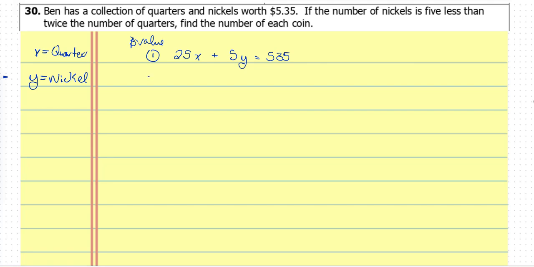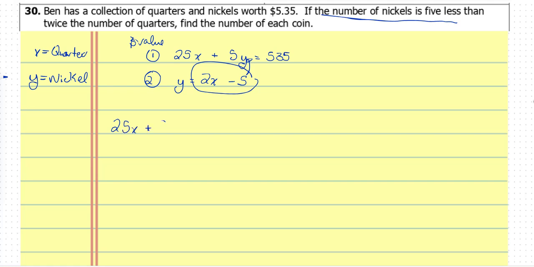Now, on my second equation, we look at what other information it gives us. It tells us the number of nickels, Y, is 5 less than twice the number of quarters. So that means everywhere I see a Y, I can substitute that in its spot. And that would be the easiest way for me to work this problem. Some of you may have done this with elimination. That is fine.